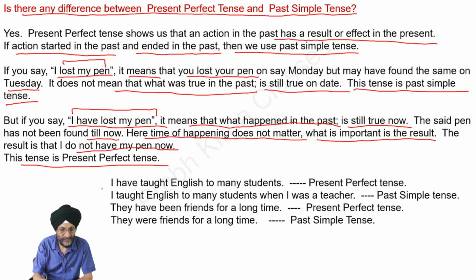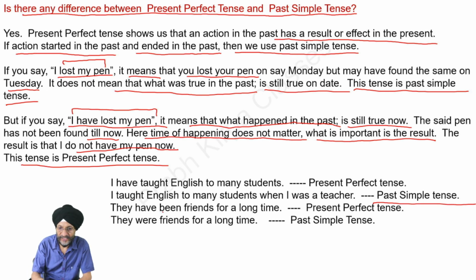Now, there are certain more examples. I have taught English to many students. This is the present perfect tense. Next, I taught English to many students when I was a teacher. Here is a condition that when I was a teacher in the past, I taught many students. This is past simple tense.